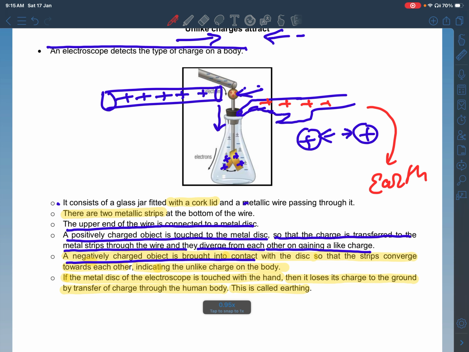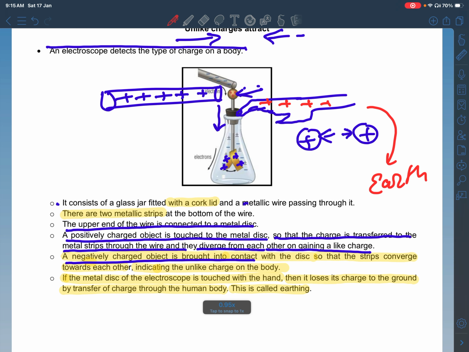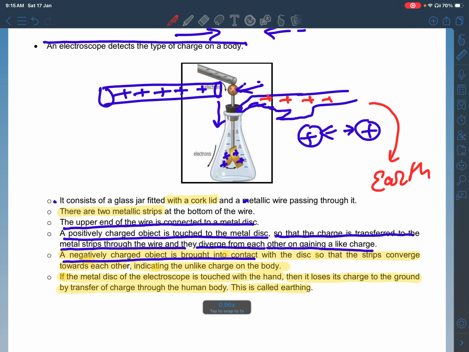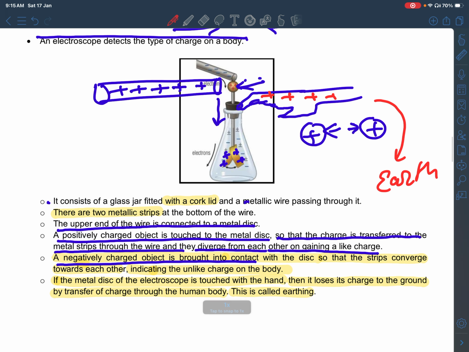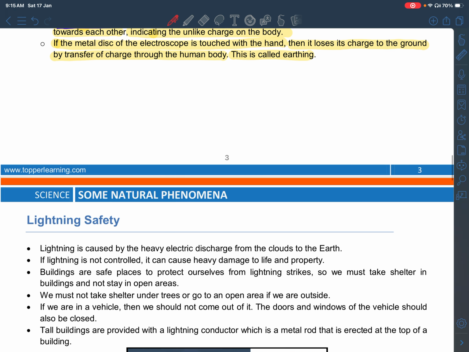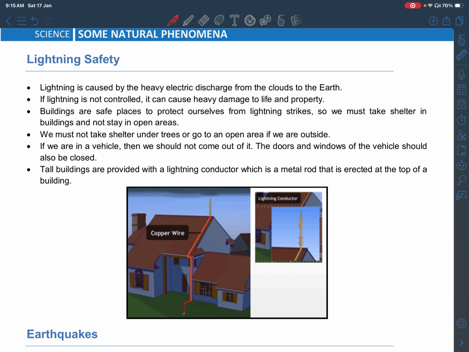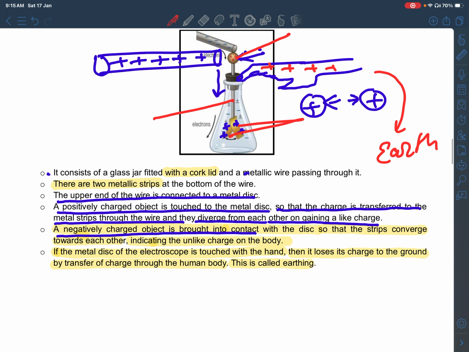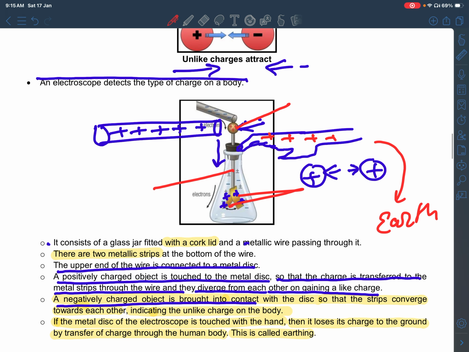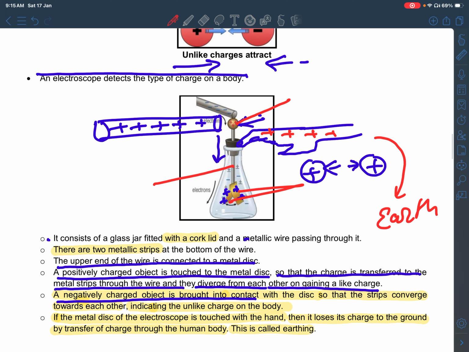Once again, I'm going to repeat. An electroscope is an instrument which is used to detect whether the body is charged and which type of charges also. It has a metallic cap, a metallic wire, and metallic strips. Now lightning and safety we will discuss later. I hope that you are able to understand about the electroscope and the property of charges, attraction and repulsion also. So we will come to the next video.